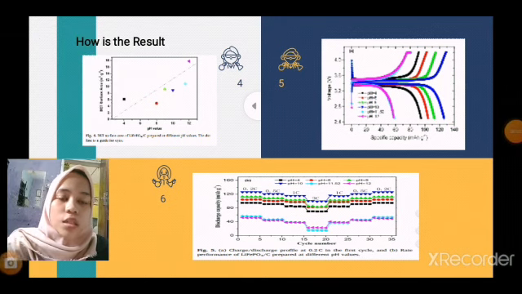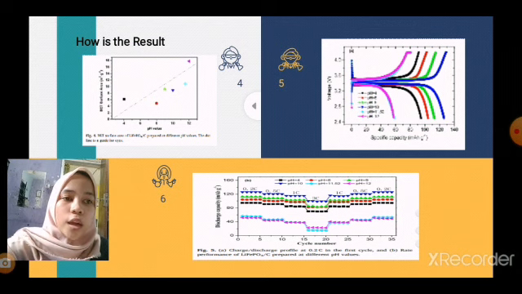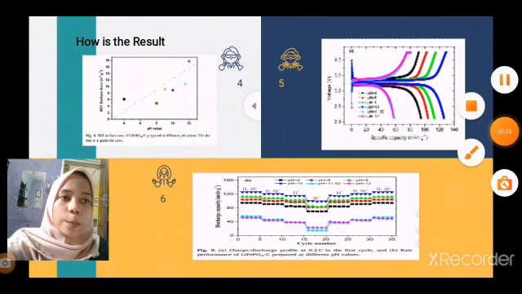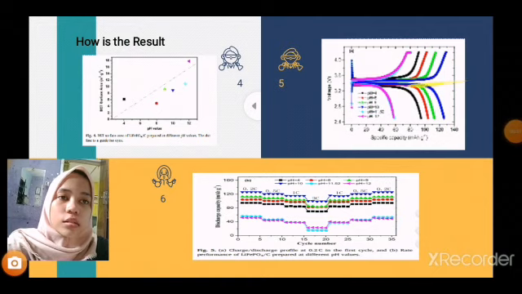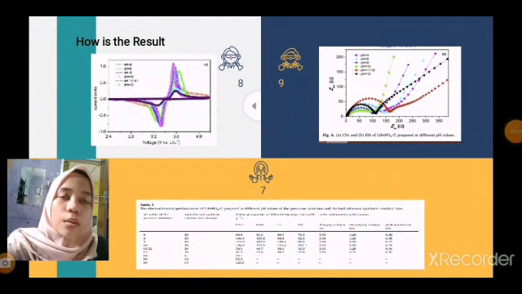Picture number 6 shows the discharge capacity of lithium iron phosphate C prepared at different pH values during continuous cycling at different discharge rates. When the current density returns back to the original rate of 0.2 C, all the samples can regain the initial discharge capacity. Okay, next picture number 8.